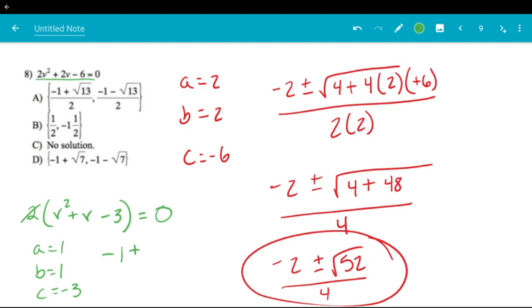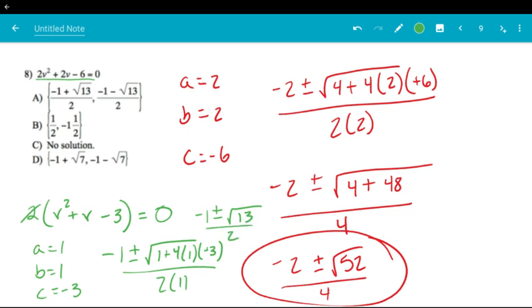Negative b plus or minus the square root of b squared minus 4 times A times C, all over 2a. Simplify, we end up with -1 plus or minus the square root of 13 all over 2. So there's our answer right there.